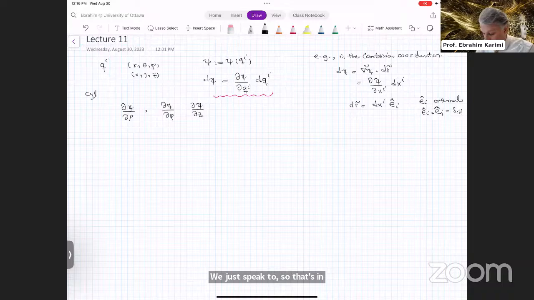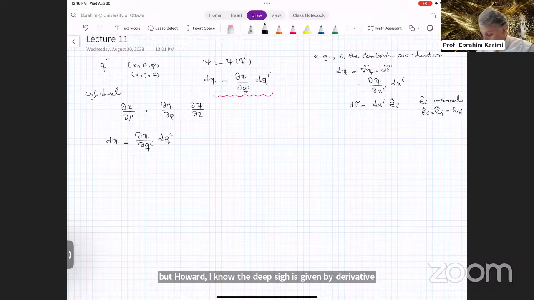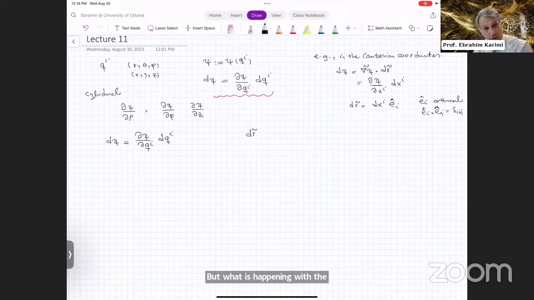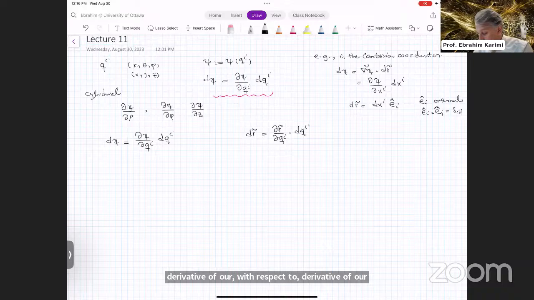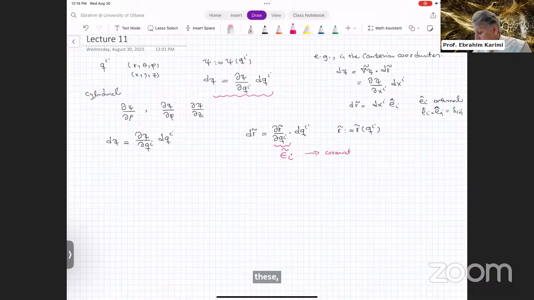So that's in the cylindrical coordinates. Okay. However, I know that dψ is given by the derivative of ψ with respect to the contravariant coordinates, the parameters qi. But what is happening with the displacement? The displacement was given by the derivative of r with respect to qi, and then dqi. Okay, because it's the same scenario, r is now a function of qi. And then we take the derivative, and that will be the result. And we call this, if you remember, εi, which was the covariant vector basis. Okay.